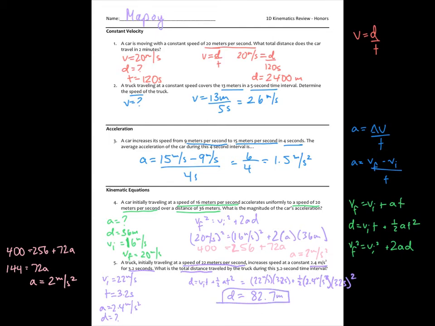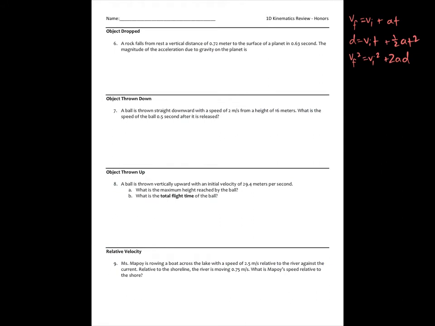Alright. Now we move on to the back of the page where we have our 3 free fall scenarios. Object drop, object thrown down, object thrown up, and that 1D relative velocity problem for the honors class. Alright, so you should expect to have a question on the quiz for each of these categories. And so let's start with number 6, where we drop an object.